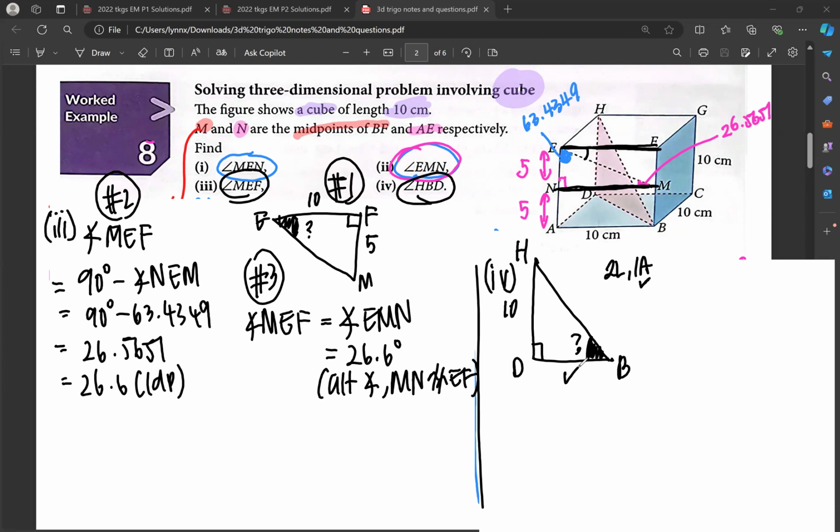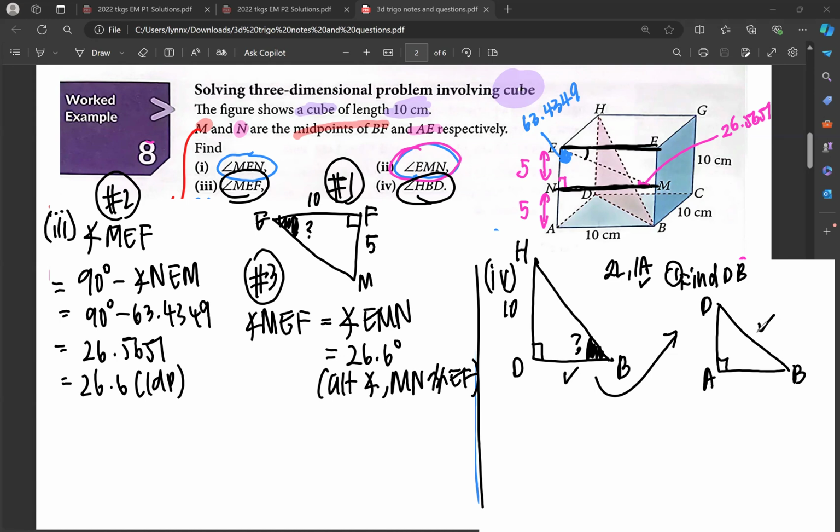But you need to first ask yourself, in order to find DB, I need to know that DB belongs to which right angle triangle? Whereby where is the right angle? The right angle is at where? Yes, DAB. So this is a right angle. I want to find DB. This is what I want to find.